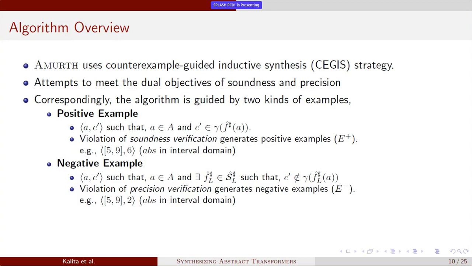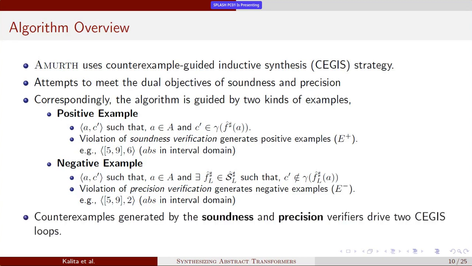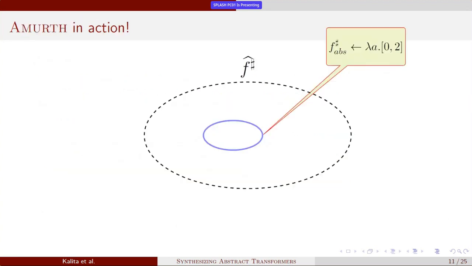Now let's take the same example with the abstract value 5 to 9. I can say that there doesn't exist any value between 5 and 9 to which, if we apply abs, we'll get 2. Okay, this is an example of a negative example. The counterexamples generated by the soundness and precision verifiers drive this two-CEGIS loop. So AMURTH is driven by two CEGIS loops, not a single one.